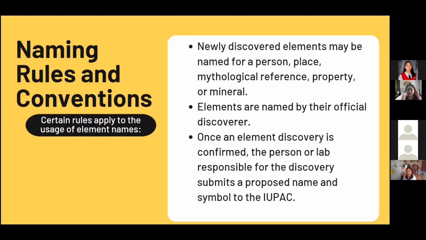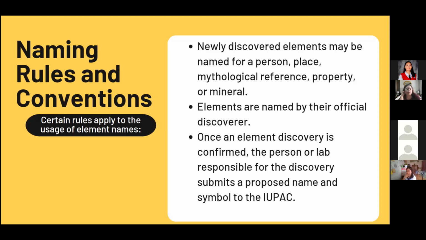So newly discovered elements may be named for a person, place, mythological reference, property, or mineral. So nakabigay na kami kanina ng example, so mag-proceed na tayo sa next na rule, which is elements are named by their official discoverer. And once an element discovery is confirmed, the person or lab responsible for the discovery submits a proposed name and symbol to the IUPAC.